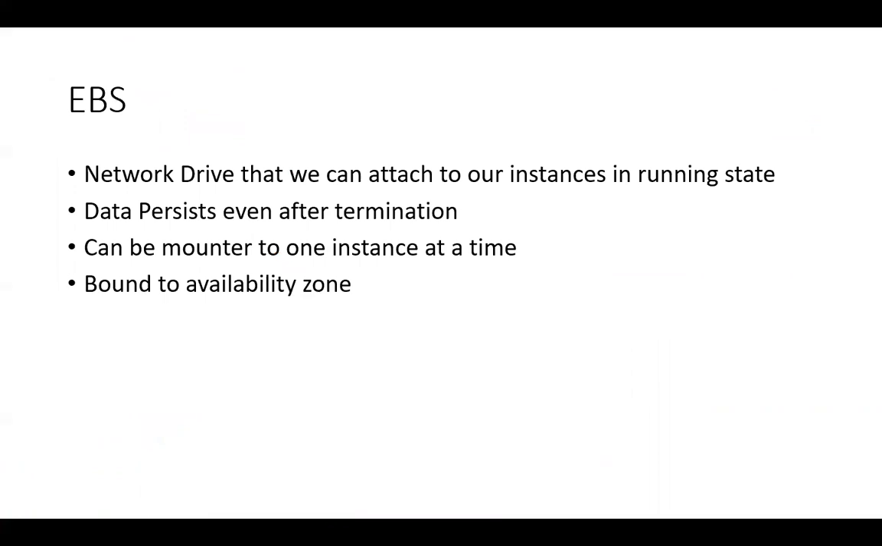So EBS, Elastic Block Store, is a network drive that we can attach to our instance in the running state only, not in the terminated state or shutting down. Whatever data we save in the Elastic Block Store, or the volume, is persistent even after termination. It can be mounted to one instance at a time, and it is also bound to an availability zone. The availability zone in which your EC2 instance is, we need to create the volume in the same zone, otherwise we won't be able to attach it.